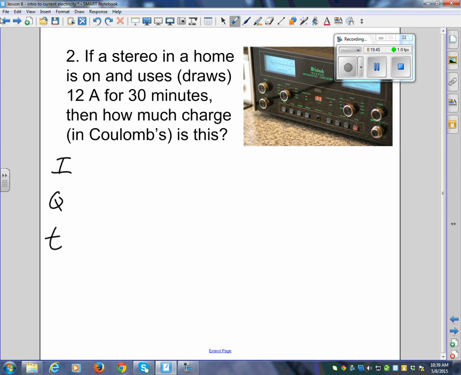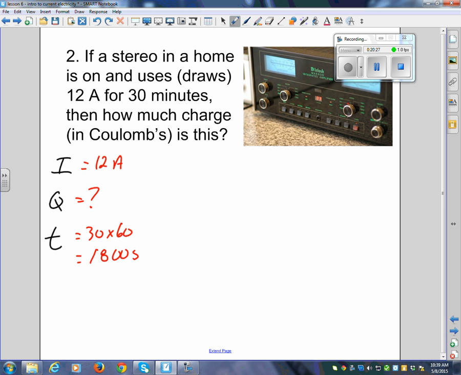It draws 12 amps for 30 minutes. 12A. Which of the letters is that? That's the I. 12 amps. The Q. How much charge is this? Do we know the Q? We do not know the Q. Question mark. Do we know the time? Yes. 30 minutes. Again, it must be in seconds. It's just the way it's defined. So 30 times 60 is? Well, 3 times 6 is 18. 1800 seconds.